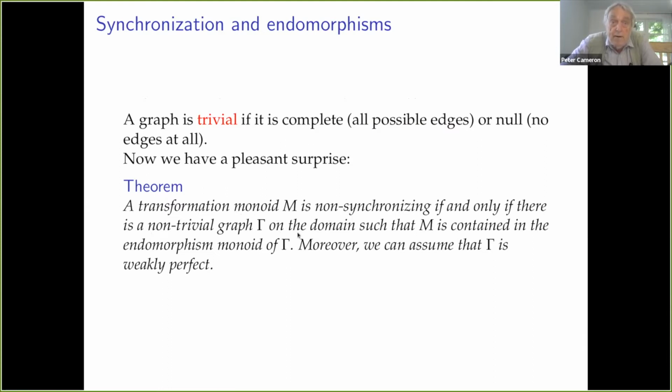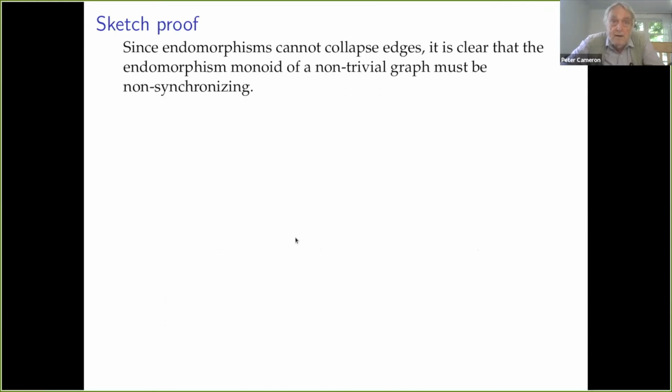Well, if it's one way round, I've already explained this. If it's contained in the endomorphism monoid of a graph with at least one edge, you can't collapse that edge, so the monoid can't be synchronizing. The other way round is the more interesting part, and the graph that you use, you can assume that it's weakly perfect. To prove this theorem the hard way, you have to take your transformation monoid, which is given to be non-synchronizing, construct from it a graph, prove that it's weakly perfect and that M is contained in its endomorphism monoid. So I will sketch the proof because this is about the only thing that I'm going to prove.